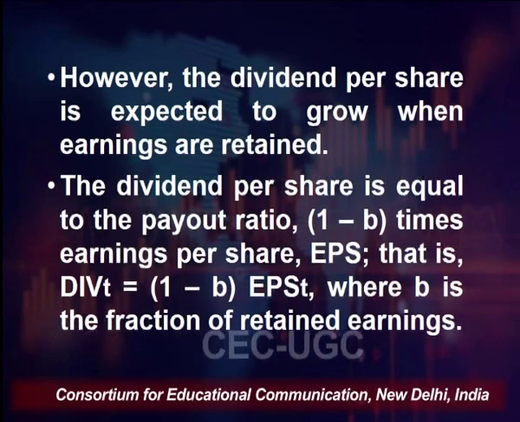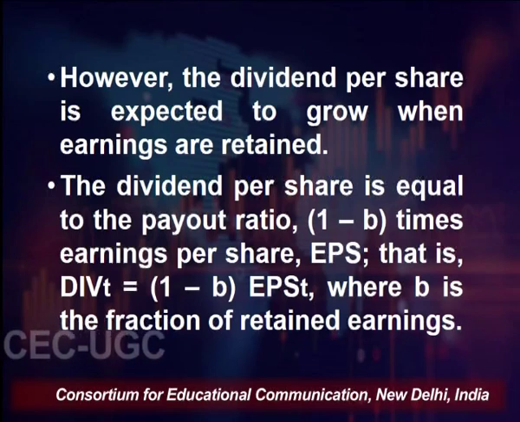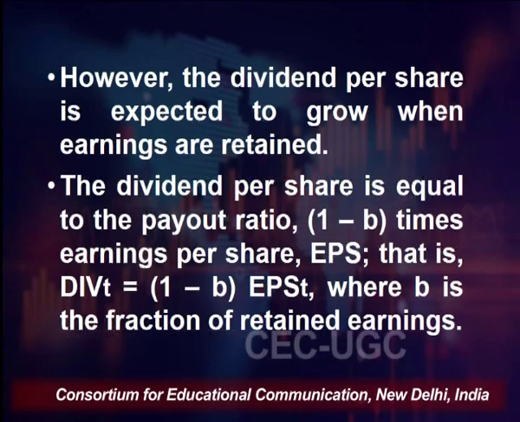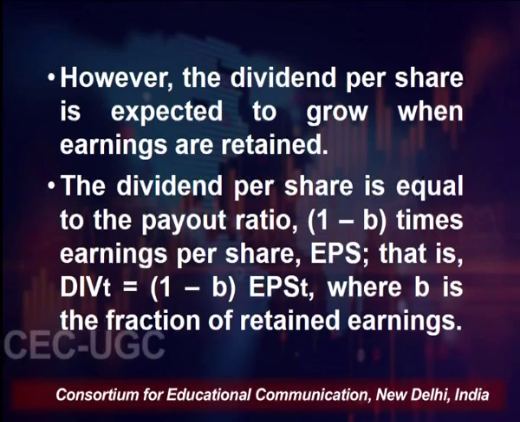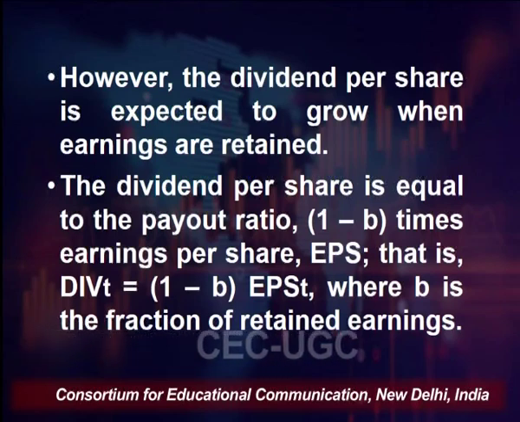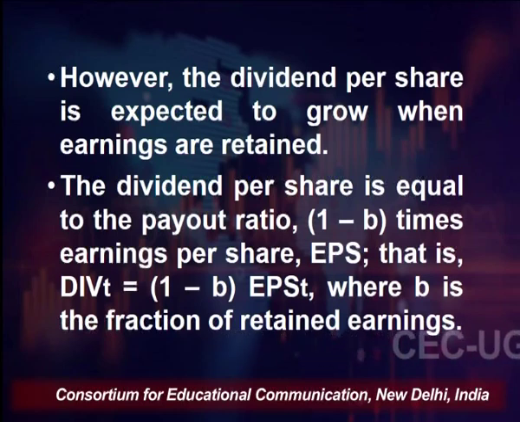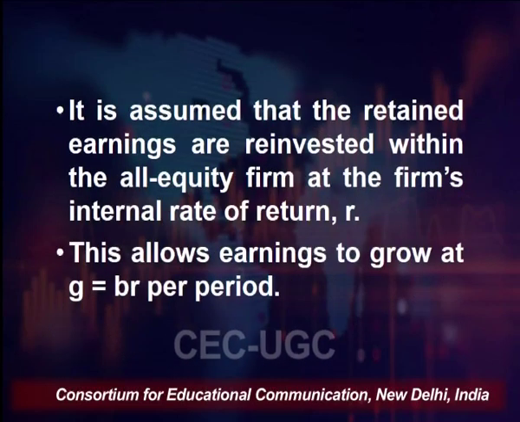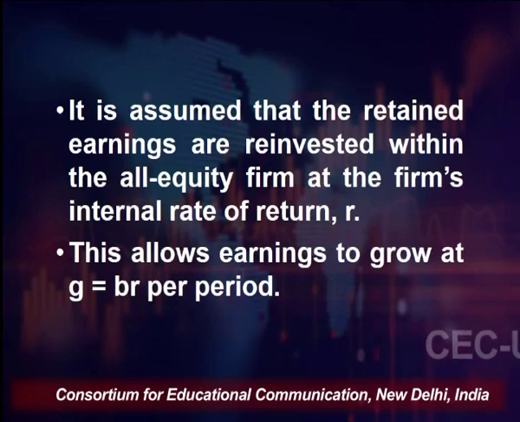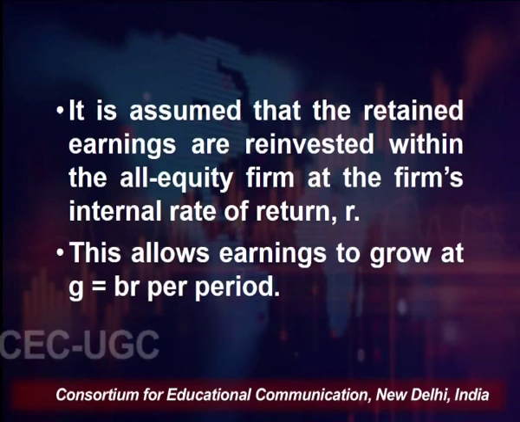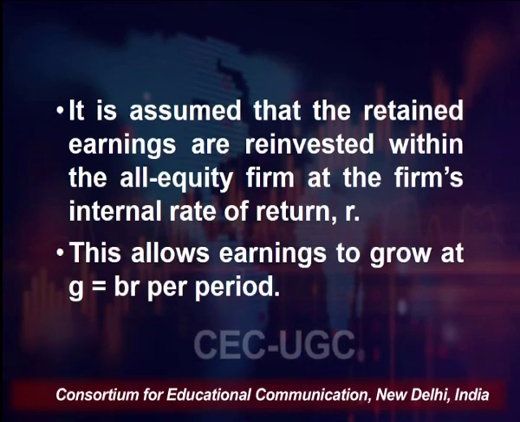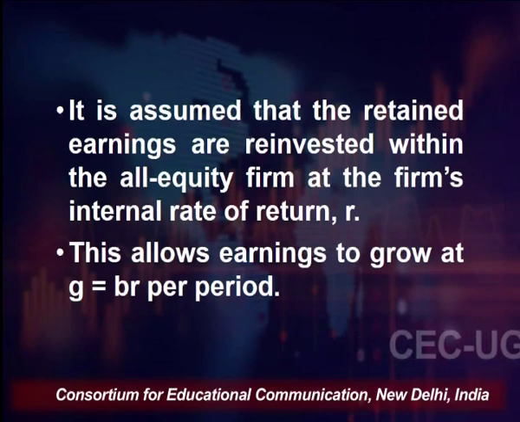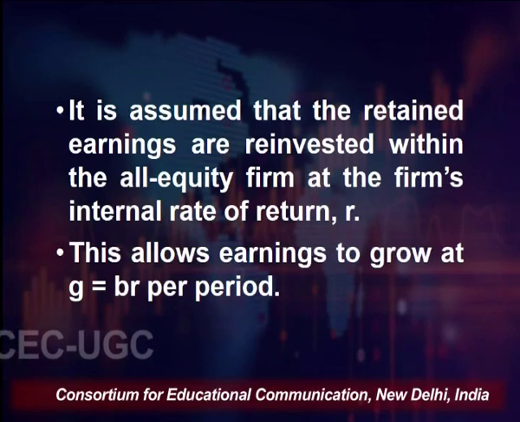This can be represented in the form of an equation like this, where our DIV at time t is equal to 1 minus b multiplied by EPS at time t. So, b here is the fraction of retained earnings, and 1 minus b is the remaining part. It is assumed that the retained earnings are reinvested within the all equity firm at the firm's internal rate of return. This allows earnings to grow at g. g is the rate of growth, which is equal to b multiplied by r.